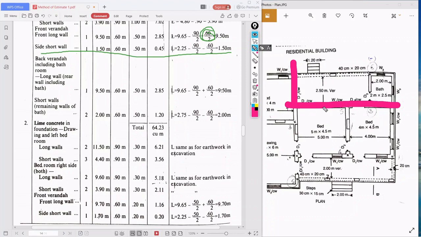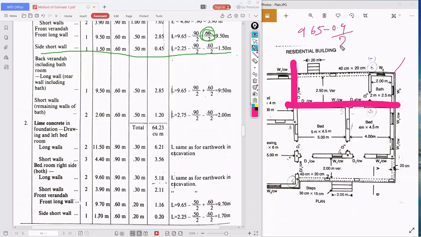This is already excavated, right? We had two long walls, but one is already excavated. So what is remaining? This long wall is remaining. Take it as one long wall. What is the length we have got? 9.65 as the center to center length. Okay, as we did in the front veranda wall, same thing. Here the 30 centimeter wall is there, so we already excavated that. We are not in need.